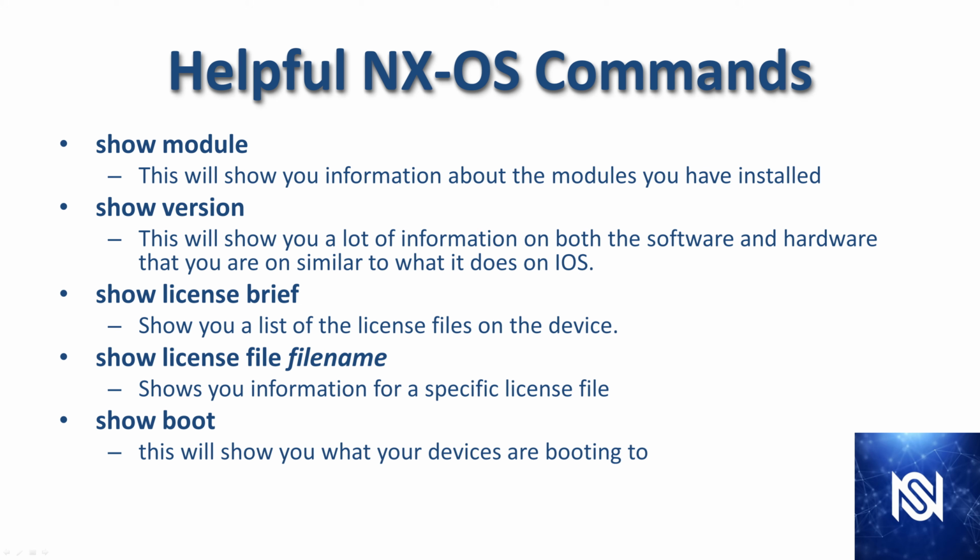All right, so now we're going to go through some more helpful NXOS commands. Show module shows you information about the different modules that you have installed. Show version is going to show you a lot of information about the software and the hardware, similar to what it does on the other iOS. Show licenses brief is going to give you a list of all the license files on the device. Show license file, and then the file name, is going to show you information about that specific license file. And then show boot is going to show you what your devices are booting to.